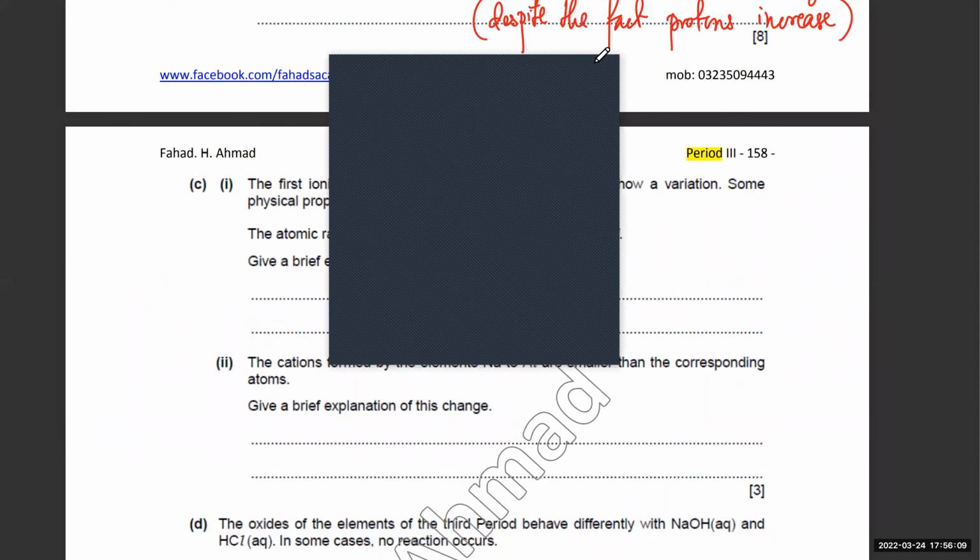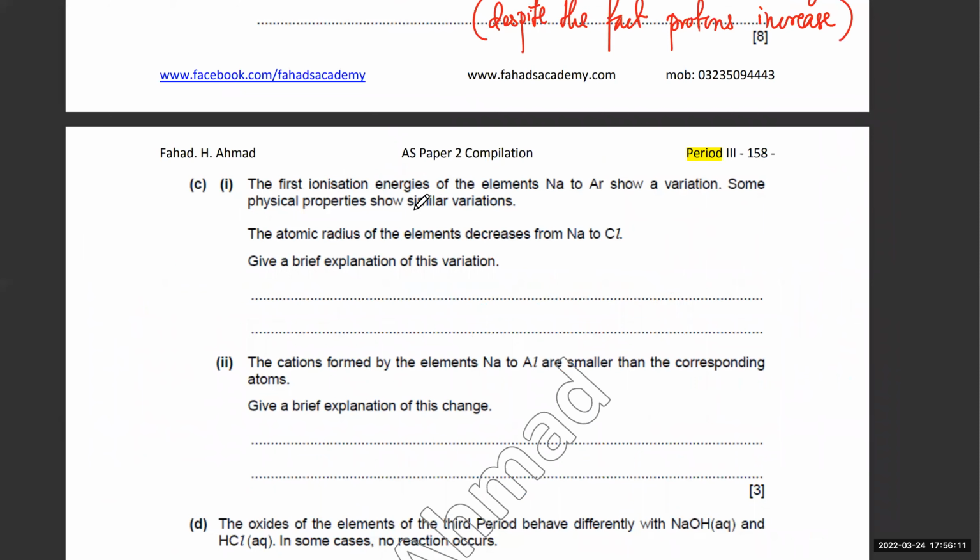Achha, so that was all about ionization energies. The next one is still kind of related to atomic radius. It says the first ionization energy of elements Na to Ar, some physical properties show similar variations. The atomic radius of the elements decreases from Na to Cl. I'll give a brief explanation for this variation.